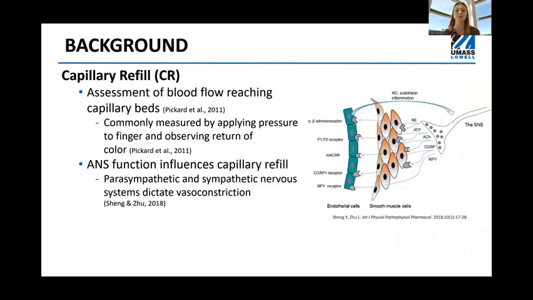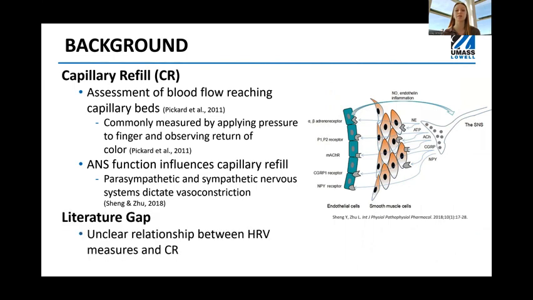Capillary refill is a clinical assessment of blood flow reaching the capillary beds. It is commonly measured by applying manual pressure to the finger and observing the speed at which color returns. The parasympathetic and sympathetic systems influence capillary refill via vasoconstriction by releasing hormones to adjust to stimuli, as seen in the figure on the right. ANS function is related to vagal tone through the vagus nerve regulating heart rate variability. However, these concepts fail to highlight the relationship between heart rate variability measures and capillary refill.